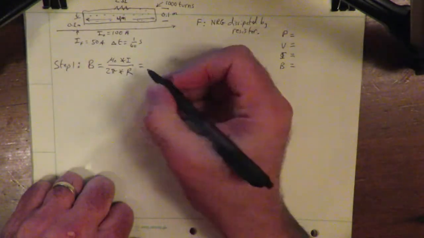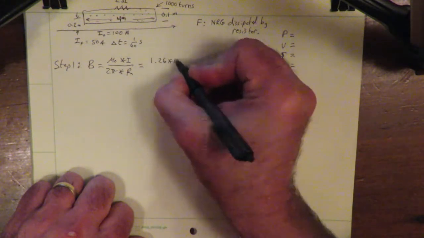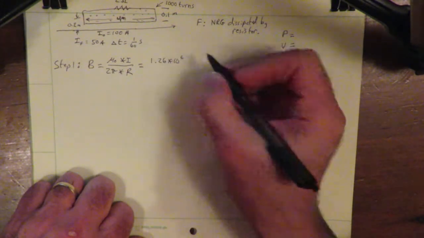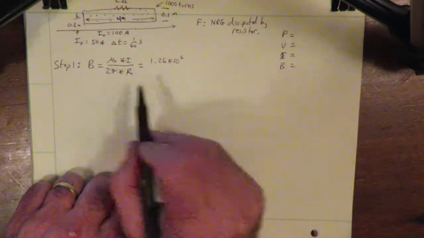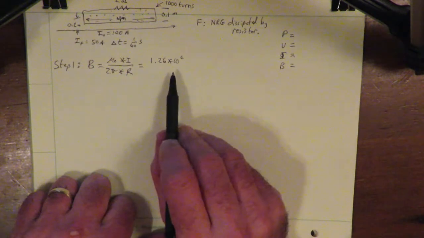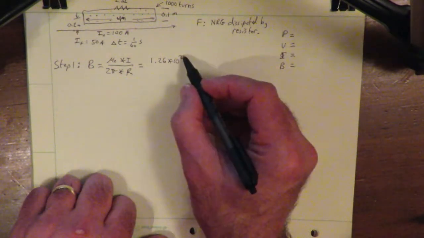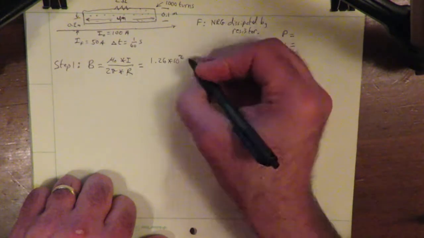Okay, plug in some numbers here. This comes out to be 1.26 times 10 to the minus 6th. That is the value of mu naught. This can also be 4 pi times 10 to the minus 7th, I think. So 1.26 times 10 to the minus 6th is the number.